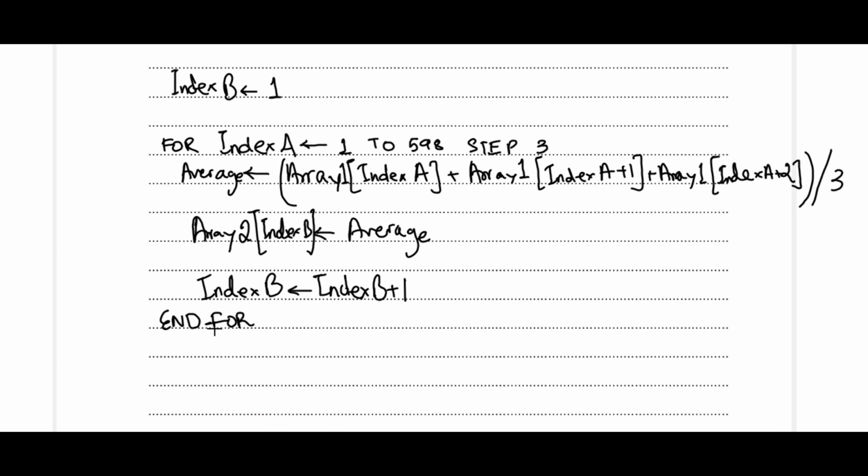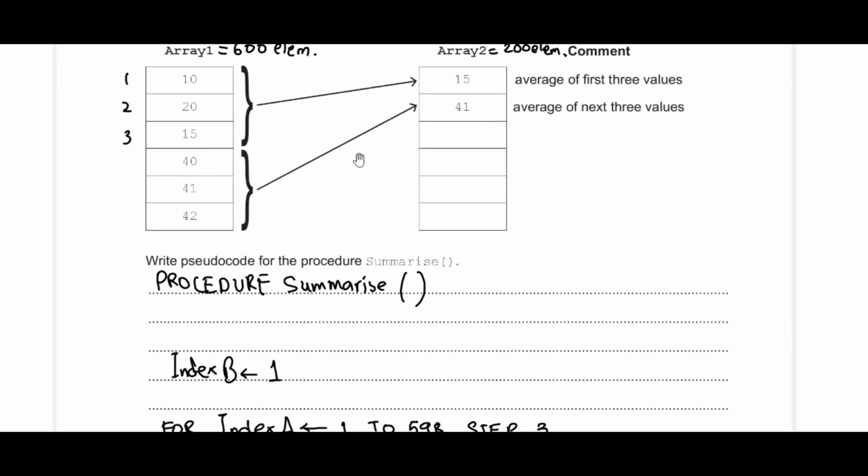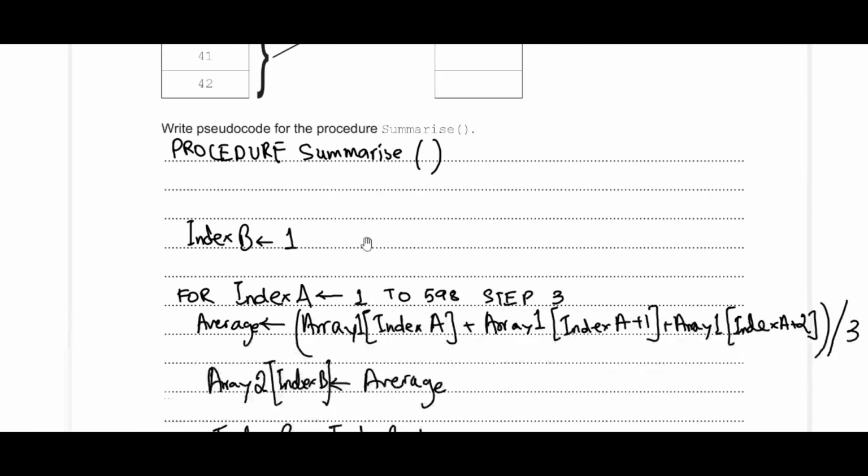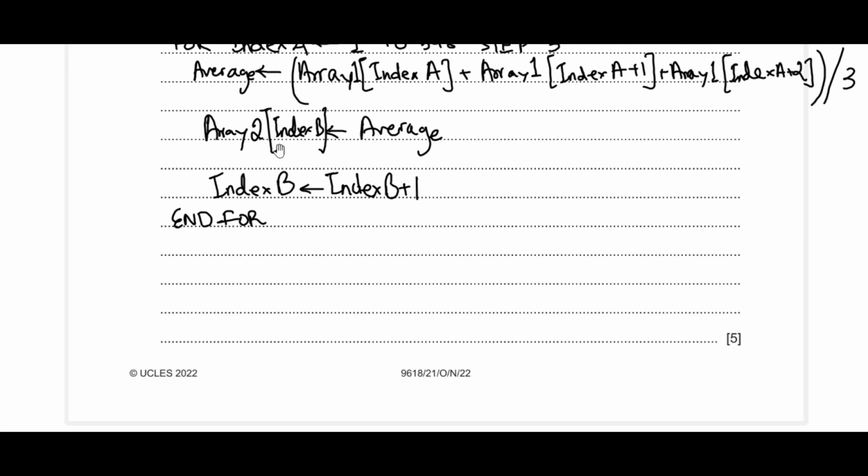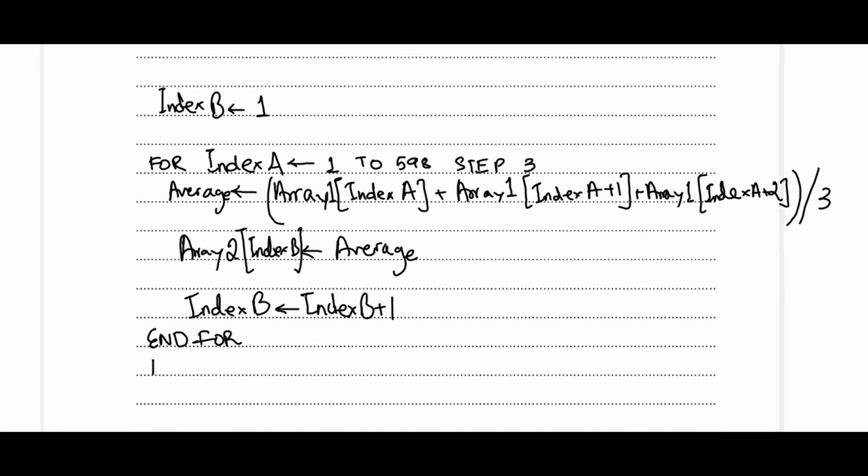Some people like to write it as next index A or next index. It's totally fine. And then, did it ask us to output anything? No. So that's pretty much the program. So it's going to be end procedure. And over here, we want to go ahead and write declare. We want to declare index A, comma, index B as integers.